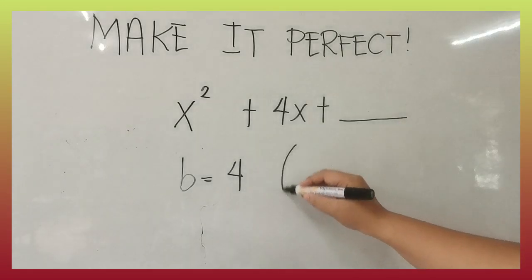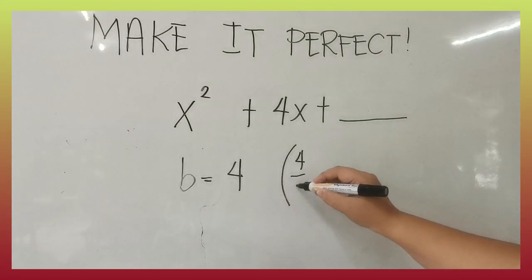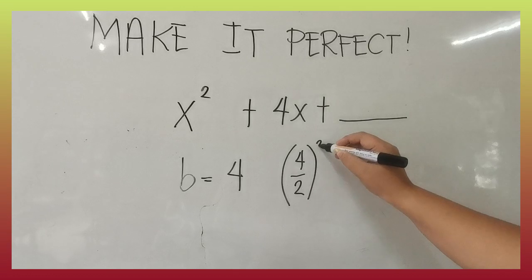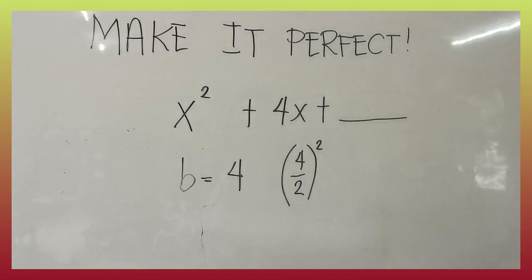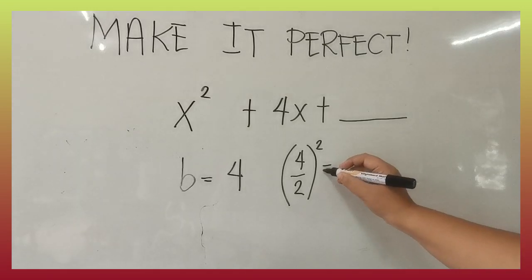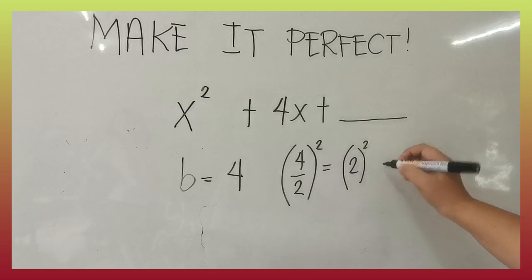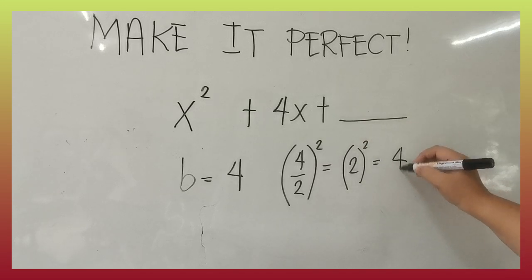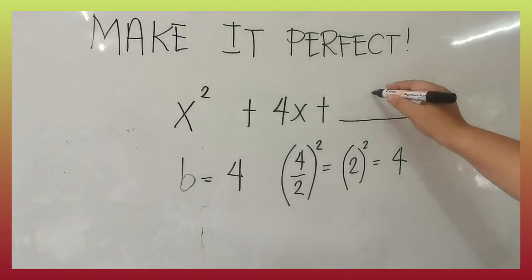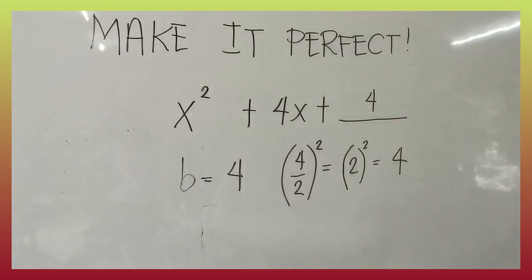We need to divide the value of b by 2, then square it. So we have 4 divided by 2 squared. 4 divided by 2 is 2, then squared is equal to 4. Therefore, our constant is 4.